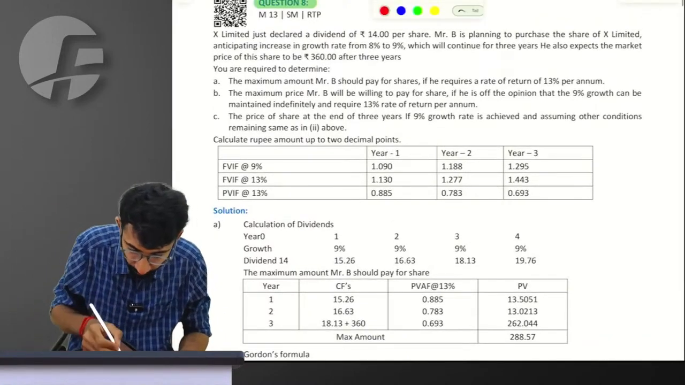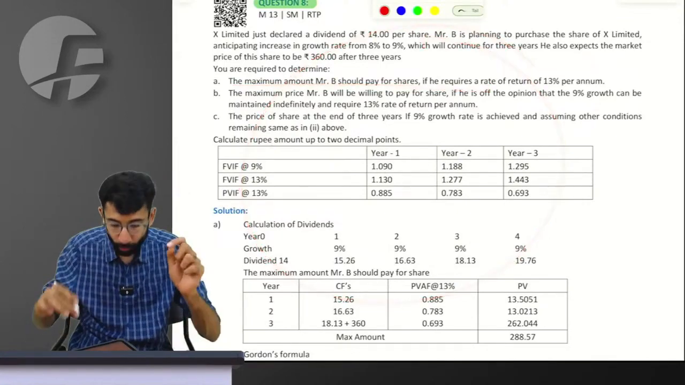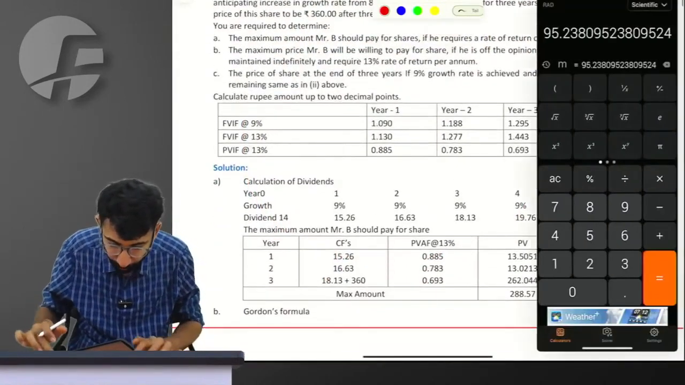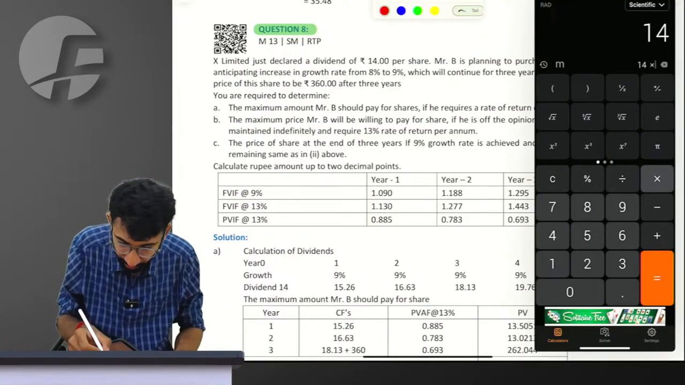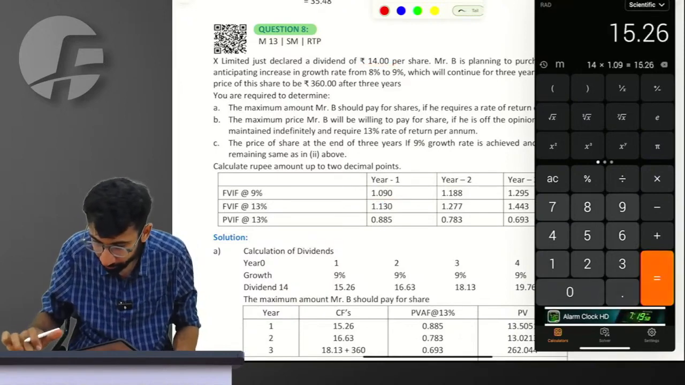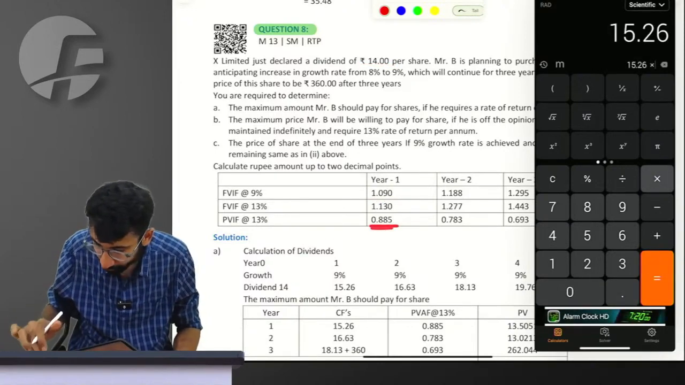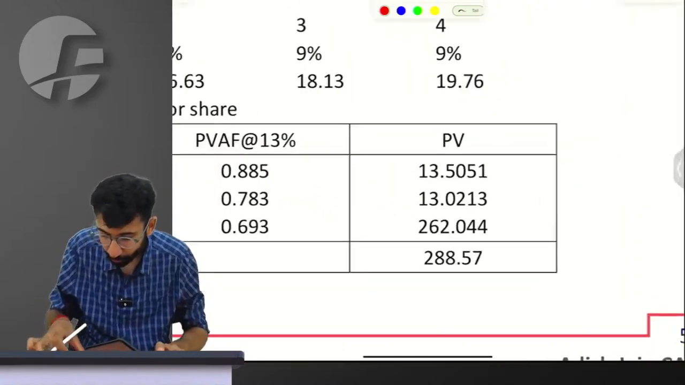Let us be very quick now to solve the questions. Sir, maximum amount we can pay. We have understood the entire concept. We just need to do the calculation. My dividend of first year will be 14. This multiplied by the growth rate, 1.09, multiplied by present value factor 0.885, gives me the cash flow of 13.50 for first year.